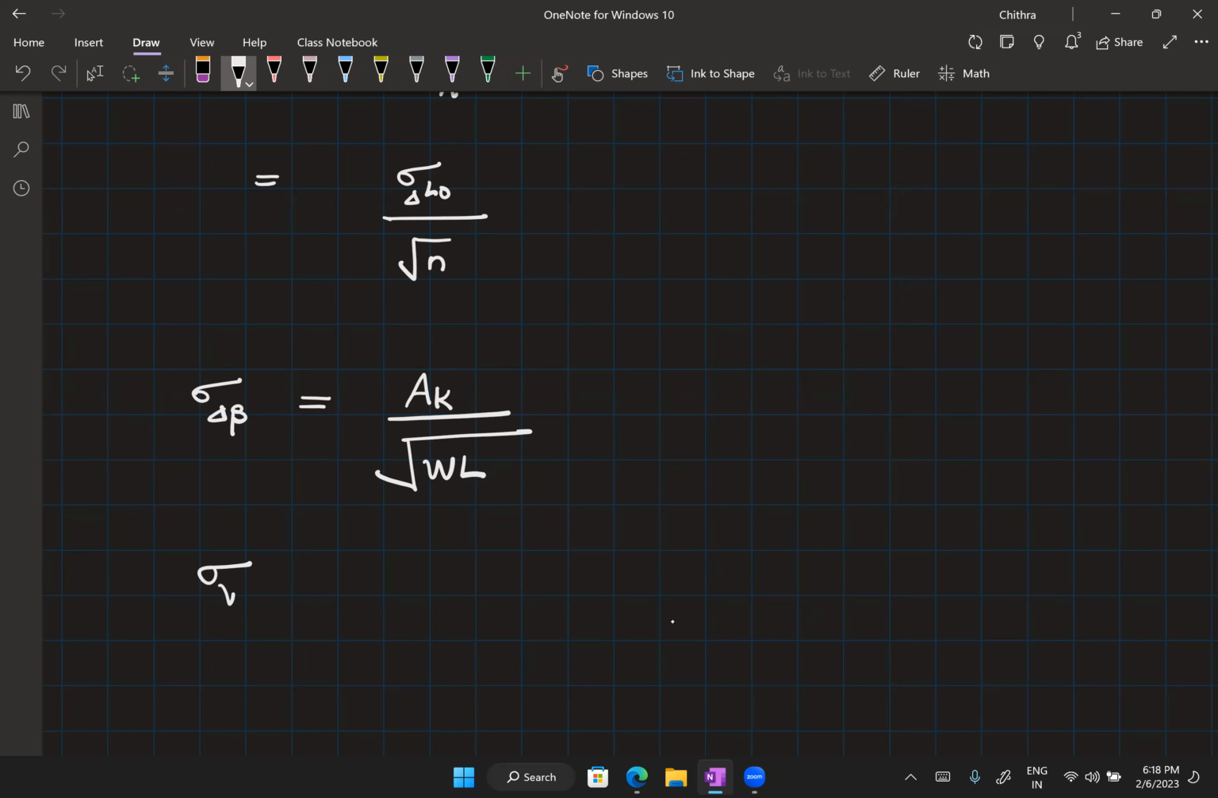Similarly, sigma VTH. Now, how you represent the notation, you will have to check every time you come across it. Some people use sigma delta beta by beta, sometimes it is just sigma delta beta, and sometimes they use sigma beta also. So anytime you come across the notation, just check the definition once. So sigma VTH is some proportionality constant divided by root of W into L.